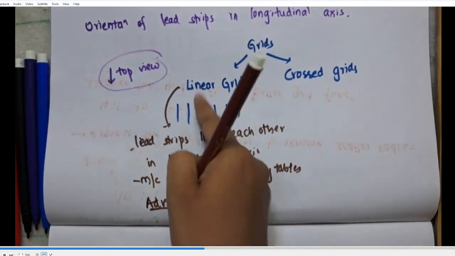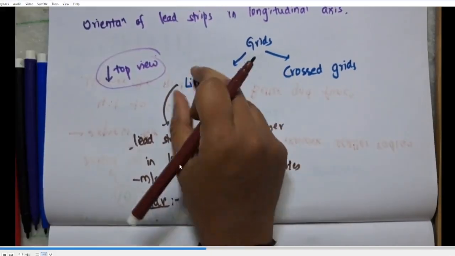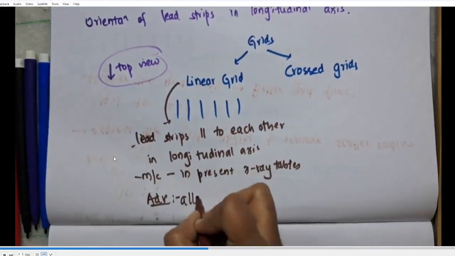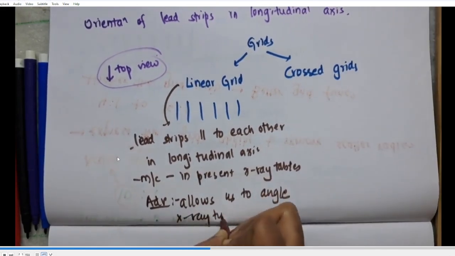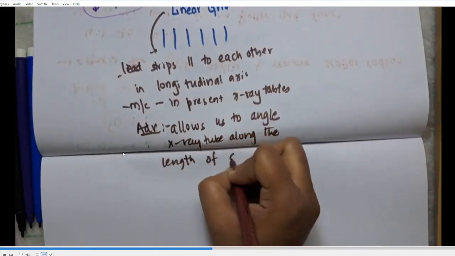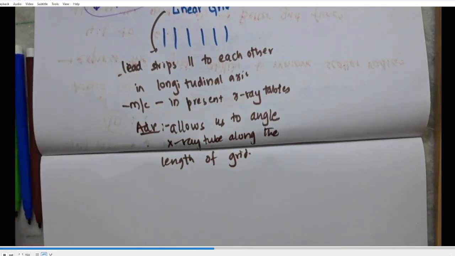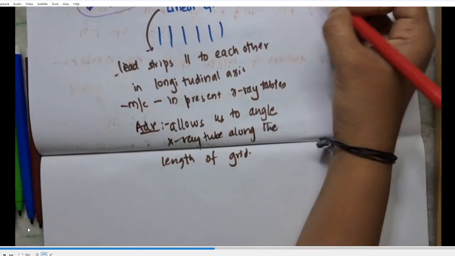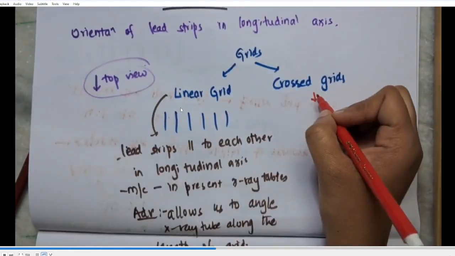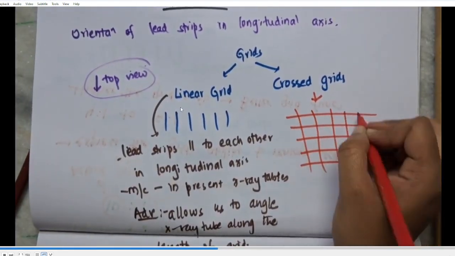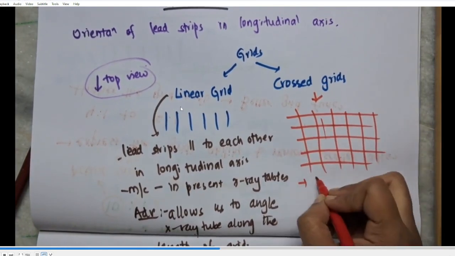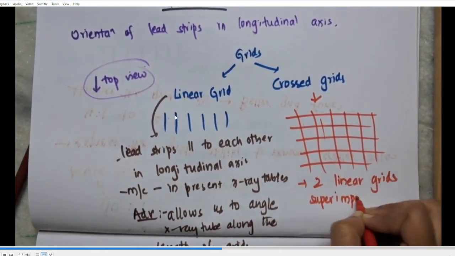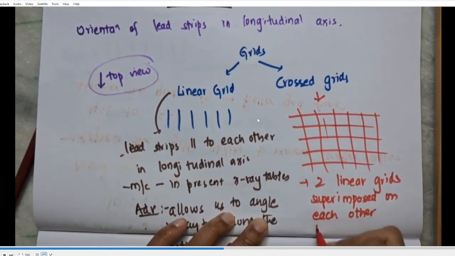The major advantage of linear grids is that they allow us to angle the X-ray tube along the length of the grid without loss of primary radiation from grid cutoff. Then the second type is the crossed grid. The crossed grid is made up of two superimposed linear grids that have the same focusing distance. Grid ratio of the crossed grid.